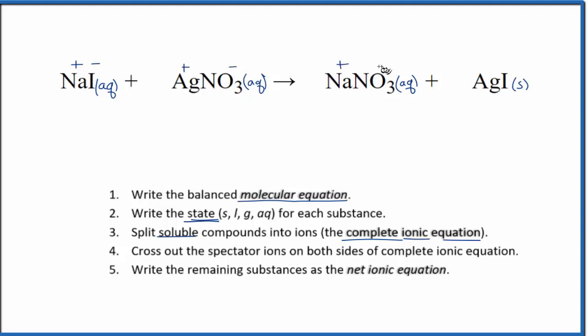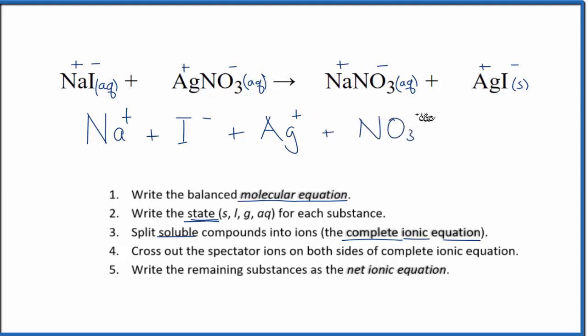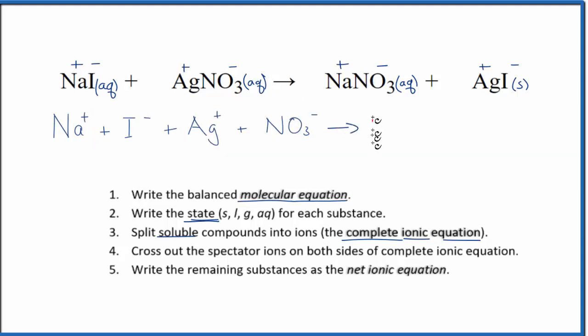So we had our plus, our minus, our plus, and our minus. So we have the charges on the ions. Now we can split them up. Let's do that. We have Na plus I minus, that's the iodide ion, plus Ag plus, and then we had our nitrate ion, NO3 minus. Let's shrink this down a little bit. This will give us Na plus NO3 minus, and we said we would only split these soluble compounds, these aqueous compounds, apart.